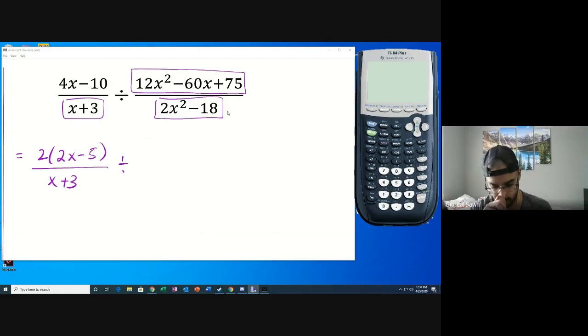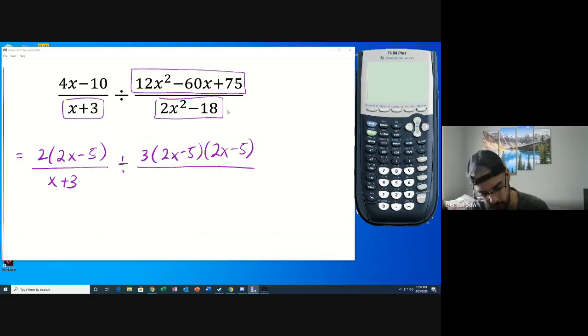Divide. Now, if I factor both of those, I should have, let's say that, is that a 3? Yeah, so 3, 2x minus 5 on top, 2x minus 5 on top, over, a 2 comes out, and that will be x minus 3, x plus 3, it should be. Yep. Okay, so I'll let you factor those, but this is what you should have when it gets simplified.